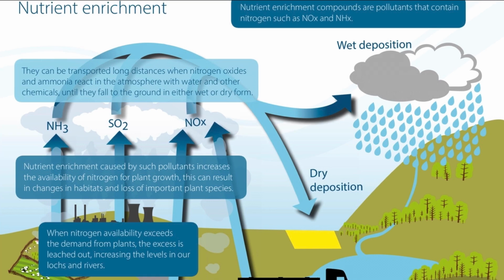The reason is that many plant species don't like to have a greater intake of nitrogen. So when available nitrogen exceeds the demand from the plants, the excess is leached out, increasing the level of nitrogen in lakes and rivers. The nutrient enrichment caused by the pollutants increases availability of nitrogen for plant growth. It can result in changes in habitat, and various plant species can deteriorate due to the imbalance in the natural abundance or concentration of nitrogen and sulfur contents.